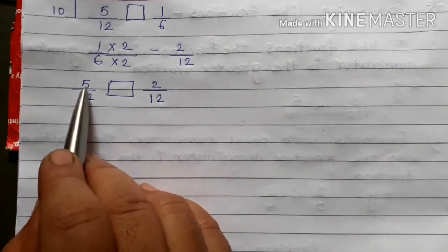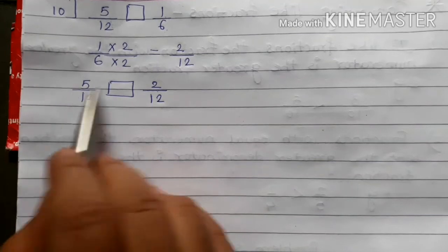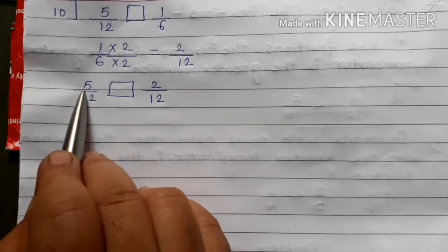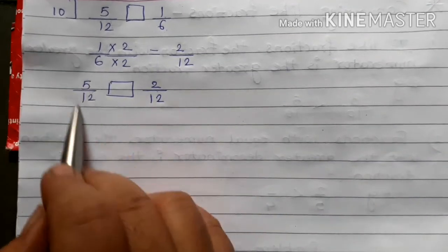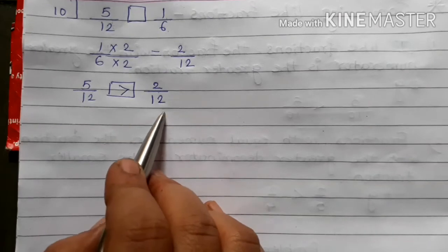Now compare the numerator. Here is 5, here is 2. Which one is bigger? 5 is bigger. Yes, as 5 is bigger, this whole fraction is the bigger one. So 5 upon 12 is bigger than 2 upon 12. Understood everyone?